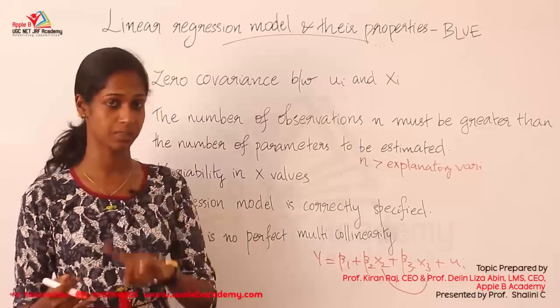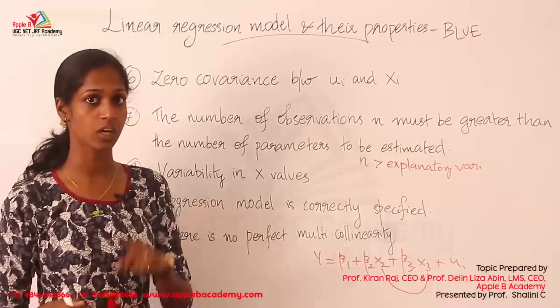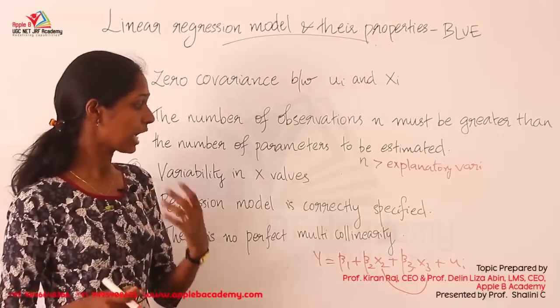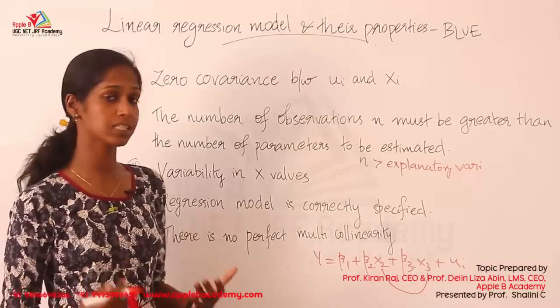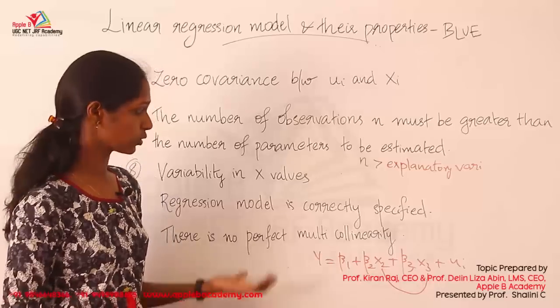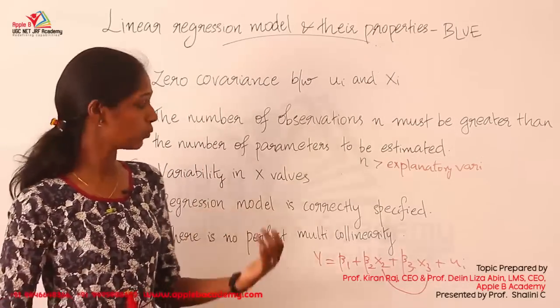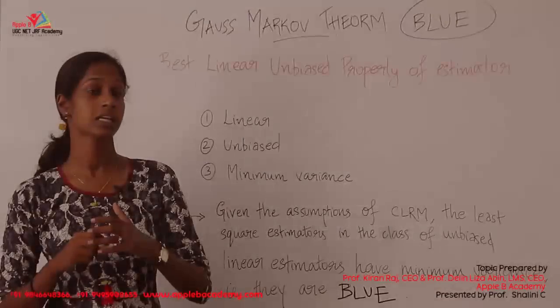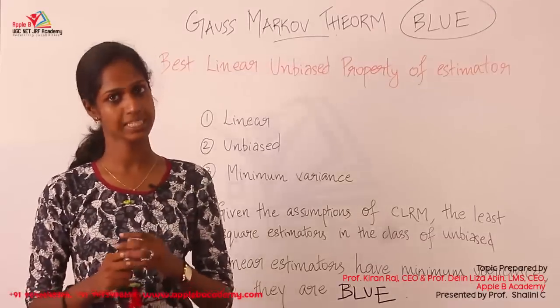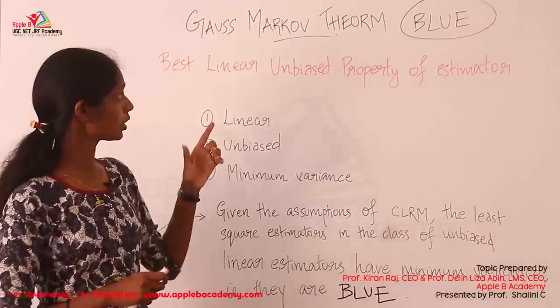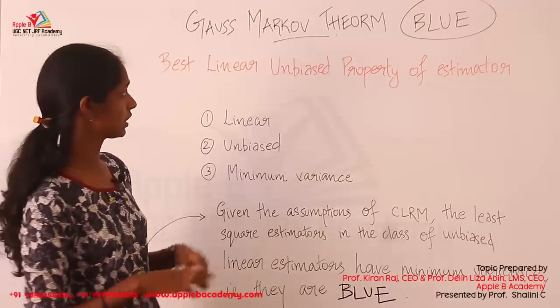But these 3 assumptions of heteroscedasticity, autocorrelation and multicollinearity tend to change when it comes to real life examples. Those changes, and what happens when these assumptions do not hold good, we will discuss in the coming videos. So we have seen the assumptions related to the classical linear regression model. Now we move on to the Gauss-Markov theorem, otherwise called BLUE.